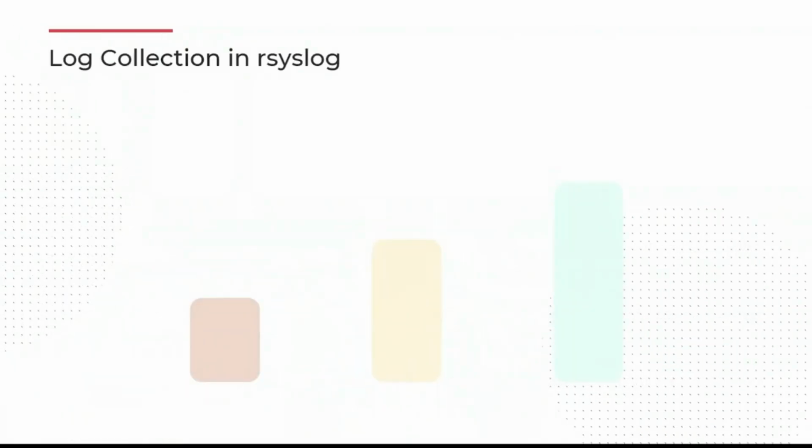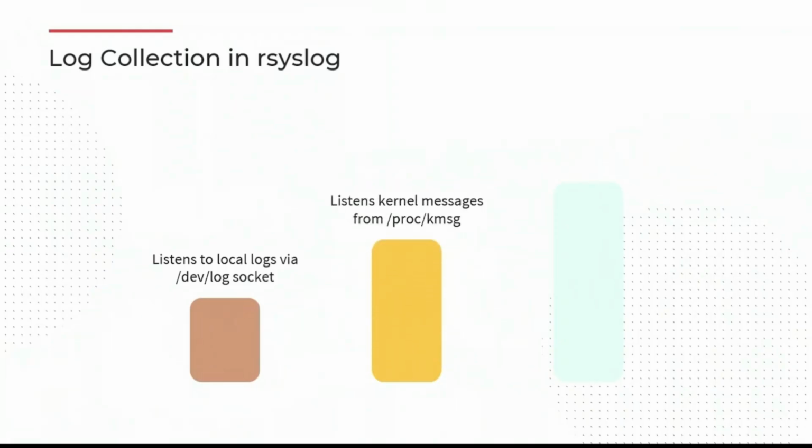So how does Rsyslog collect the logs? Rsyslog listens to the system through a special socket file called /dev/log. Most services and programs on your Linux system know how to send their log messages to this file. From there, Rsyslog picks them up, reads them, and applies its rules. It also listens to kernel messages through another file called /proc/kmsg. That's how it knows what's happening with hardware, drivers, or the core parts of your system.